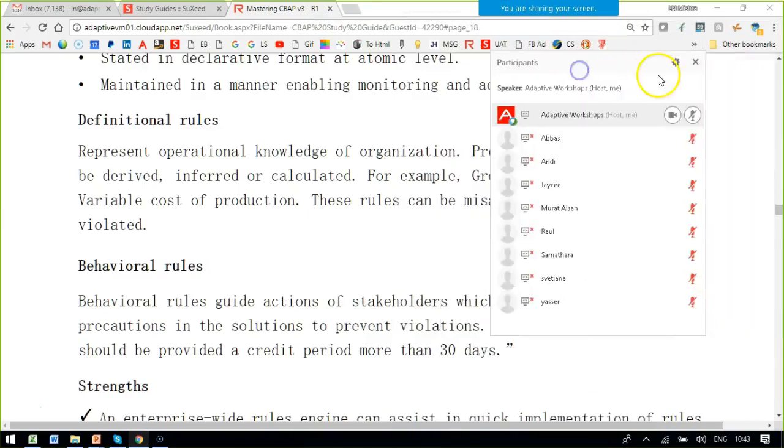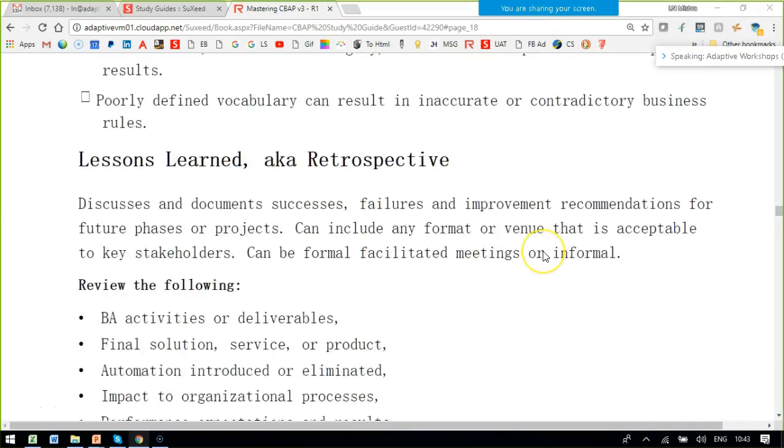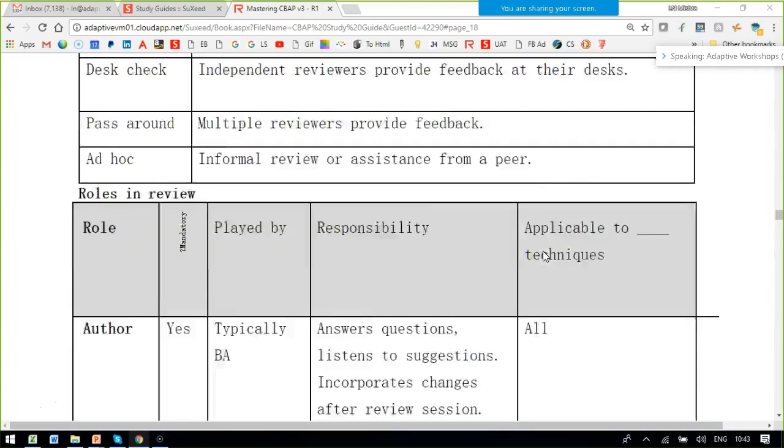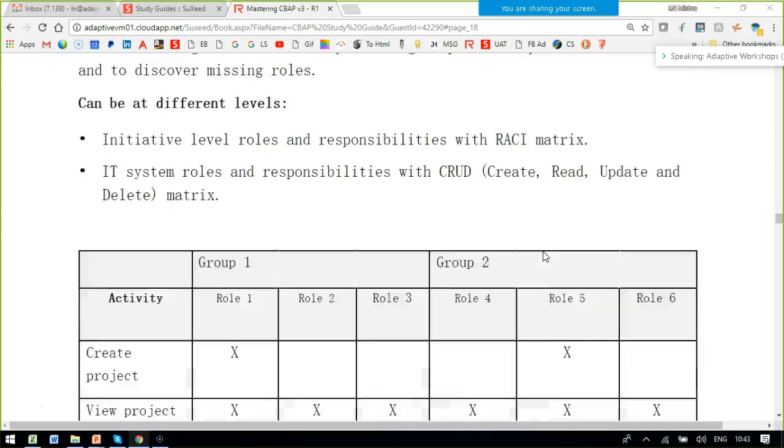Then comes, this is something I think very simple. Prioritization is, I think, fairly simple. Reviews are also something you will know.